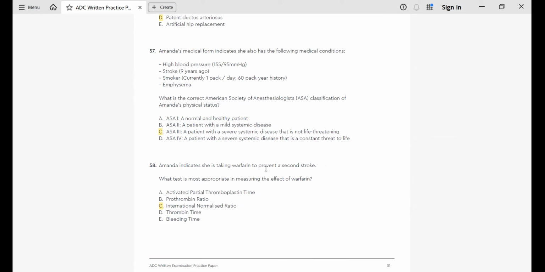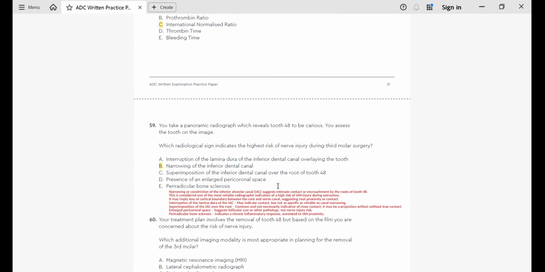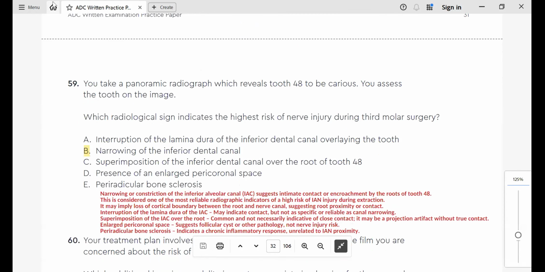Amanda indicates she is taking warfarin to prevent a second stroke. INR, pretty straightforward. Okay, you take a panoramic radiograph which reveals tooth 4/8 to be carious. You assess the tooth on the image. Which radiological sign indicates the highest risk of nerve injury during third molar surgery? All right, let's zoom in on this. All right.